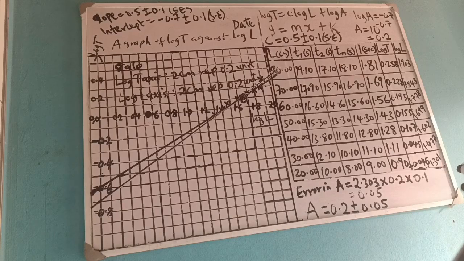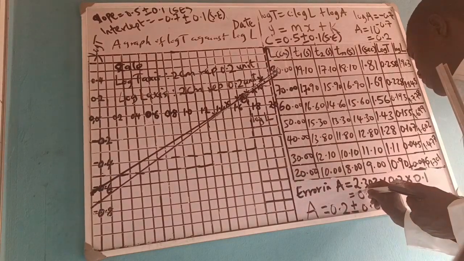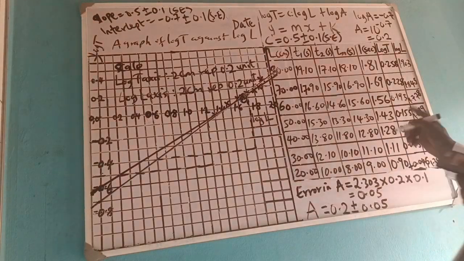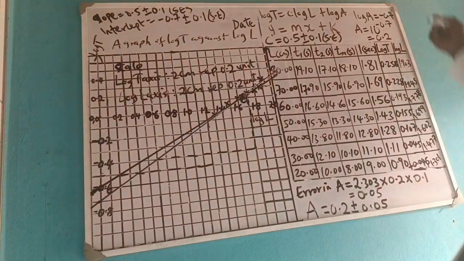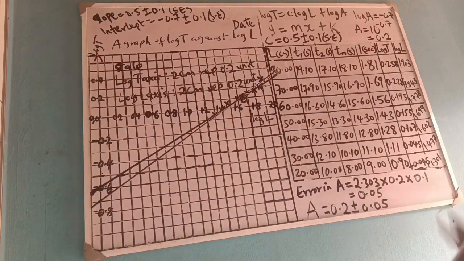Do you get what we are saying? Plus or minus 0.05. That is how to get your error in A, since we got our A by the anti-log method. So we have succeeded in getting our A and the value of its error.